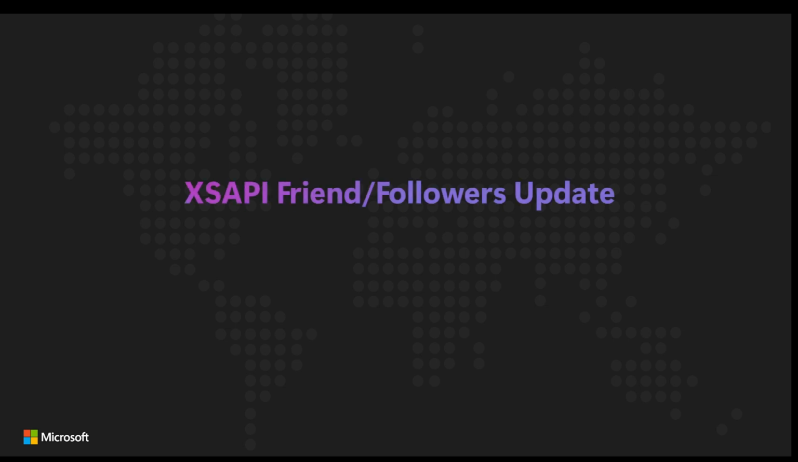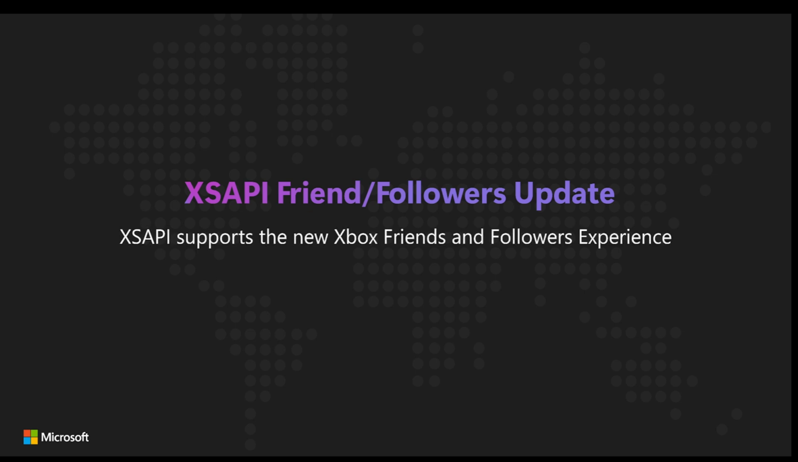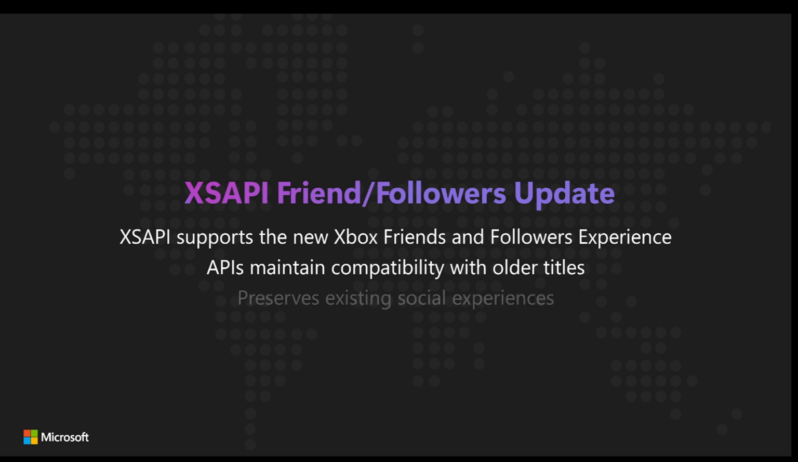Xbox Services API Friends/Followers Update. The Xbox Services API (XAPI) now supports the new Xbox Friends and Followers experience. Using XBL Presence Get Presence for social group async and related APIs, you can seamlessly manage mutual friend connections while maintaining backward compatibility with older titles. This ensures a smooth transition to the new system while preserving existing social experiences.